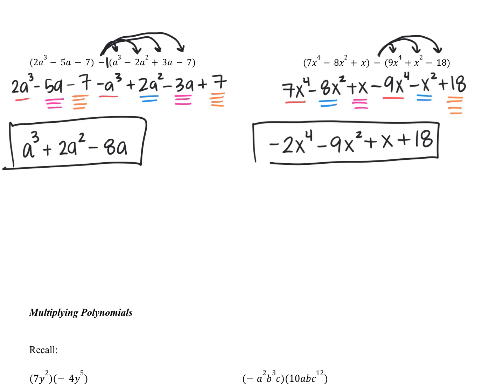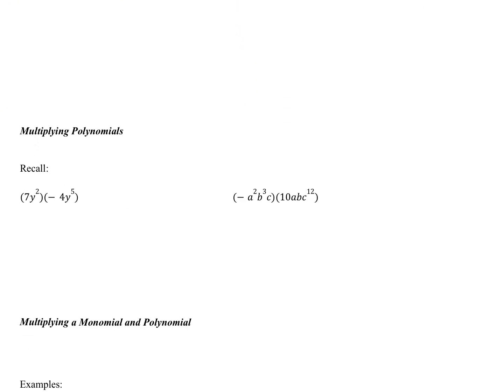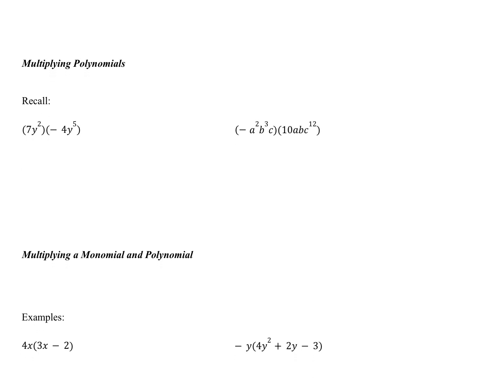So that is adding and subtracting polynomials, just combining like terms. So the next thing we have to talk about is multiplying polynomials. When we are multiplying polynomials, we are basically just distributing into a set of parentheses, like we did in Module 1 when we were trying to solve for x, and anytime we had to distribute into a set of parentheses first.